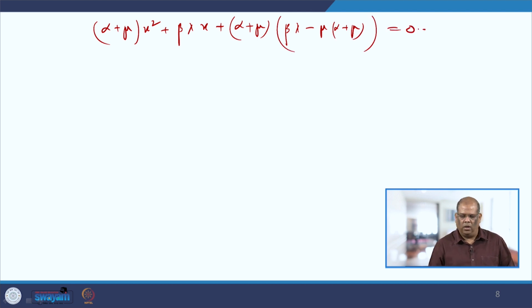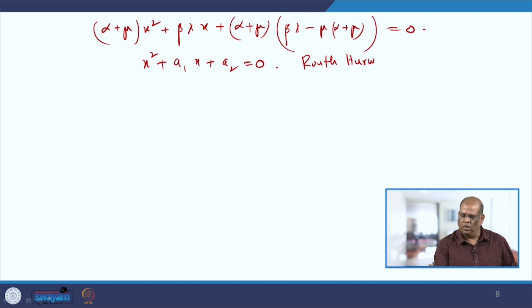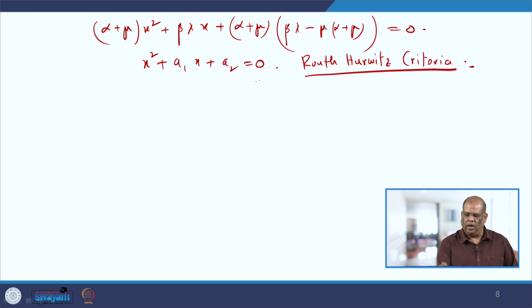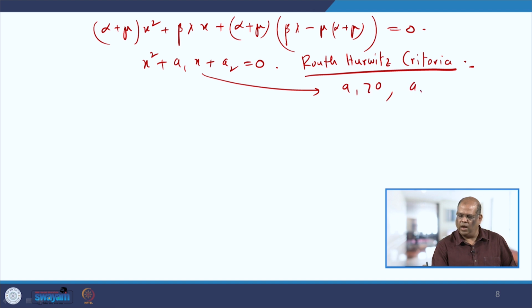Now, if you recall the stability criteria for x square plus a1 x plus a2 equal to 0, the Routh-Hurwitz condition or criteria says that an equation of this form will be stable if a1 is positive and a2 is positive.